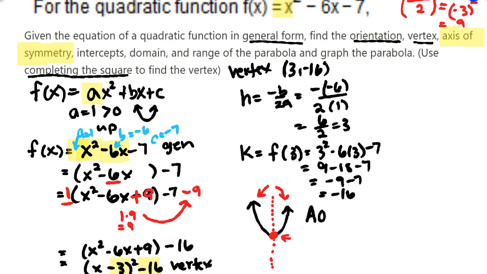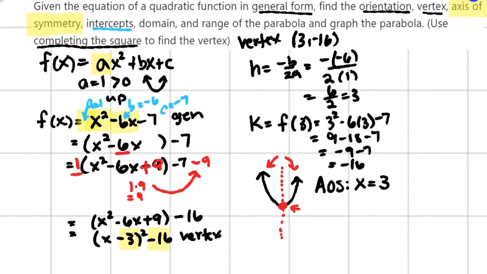So the axis of symmetry will be a vertical line. The equation of vertical lines is x equals, and we'll use the x coordinate of the vertex to state what that vertical line is. So the vertical line x equals 3 is the axis of symmetry for this function. We also want to know the intercepts. Let's start by finding the x-intercept.